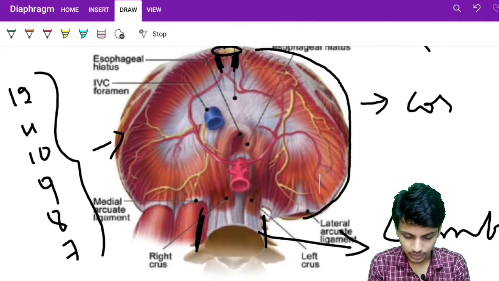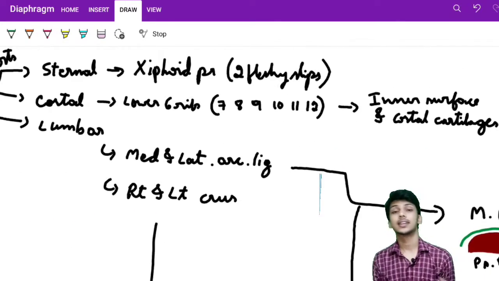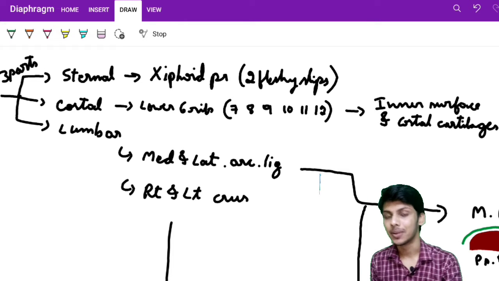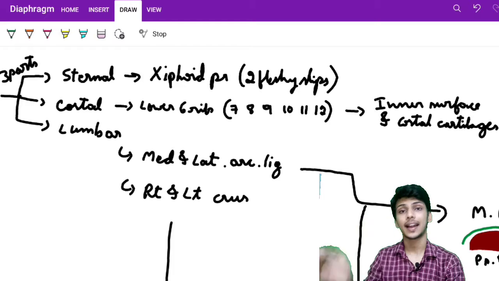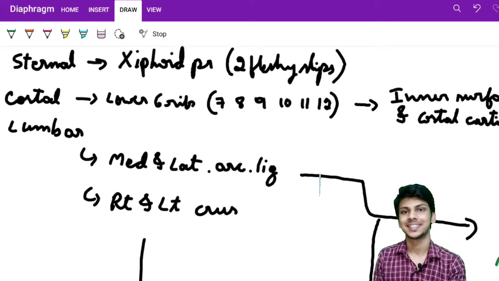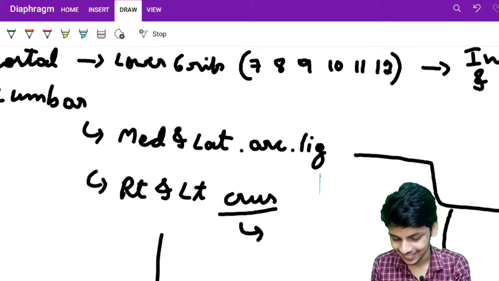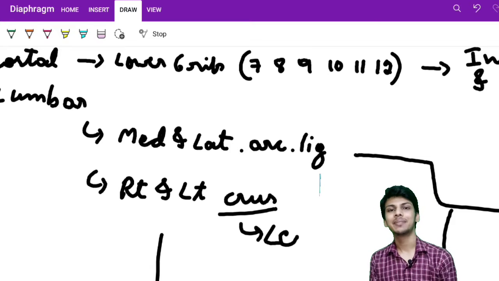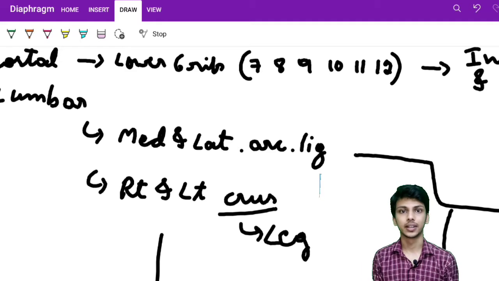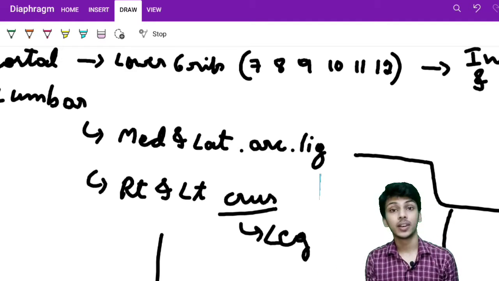What is the lumbar part? The lumbar part is really interesting because it's not exactly from the lumbar vertebrae. It takes origin from the medial and lateral arcuate ligaments and the two crura. What do we mean by crus? It's not the crust you have in college. It means leg. A crus basically means leg, but it also means any anatomical extension, either an organ or a muscle which has an elongated extension. We call it a crus in anatomy.